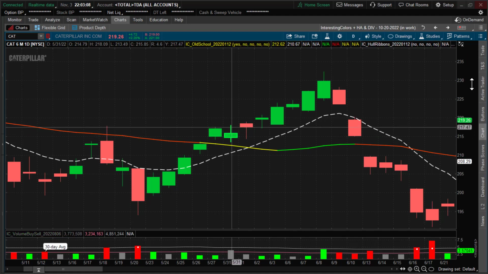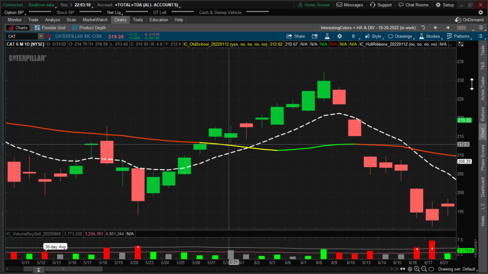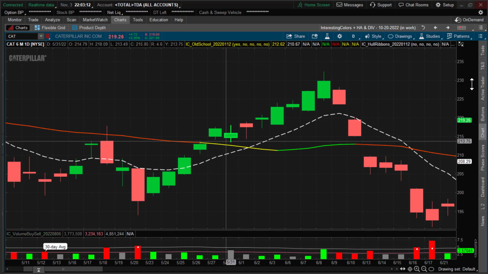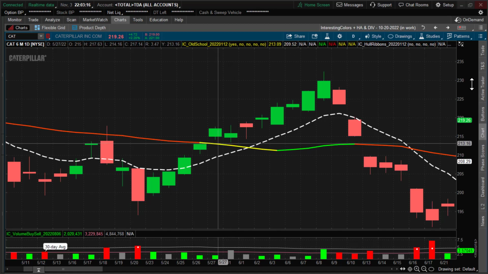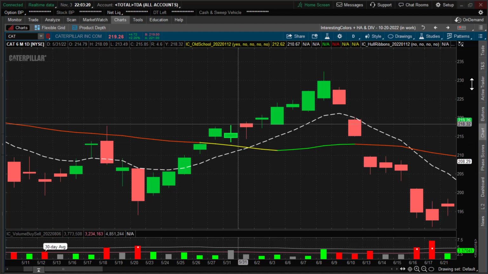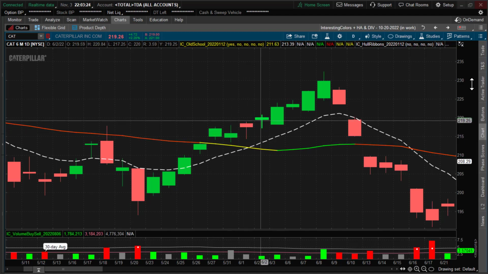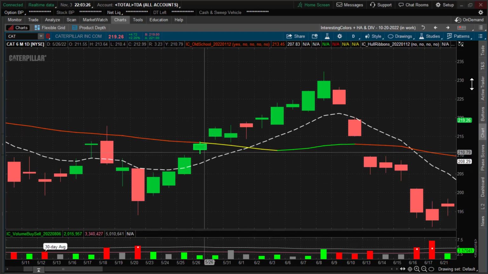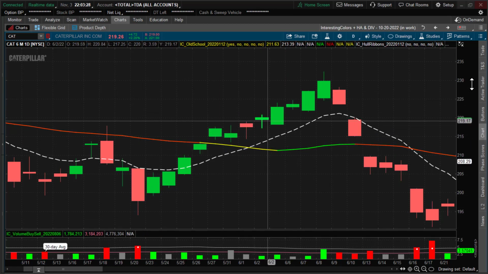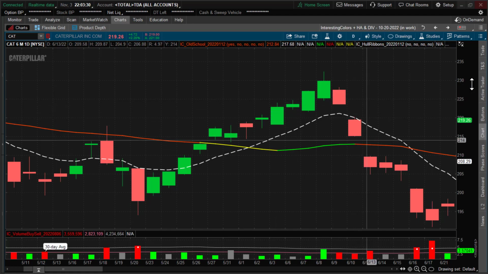So this is a higher high, and this is a lower low. And up here it's a higher high, and it's a higher low. So if we follow this all the way up, you can see that at some point in here it kind of tips over and starts to go down.